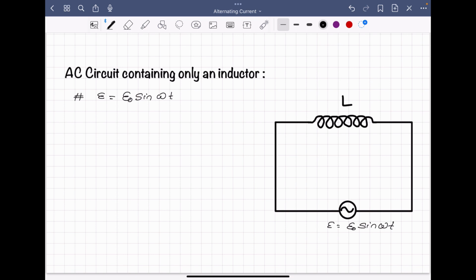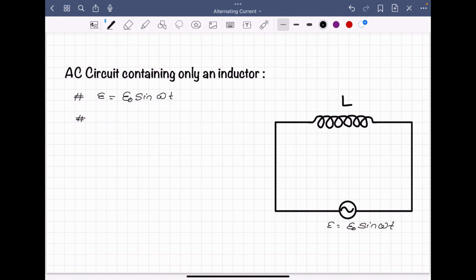Okay. Then this is the input EMF. Okay. Then EMF induced in the inductor is, in inductor also some EMF is induced. Yes or no? In electromagnetic induction chapter we have Faraday law.